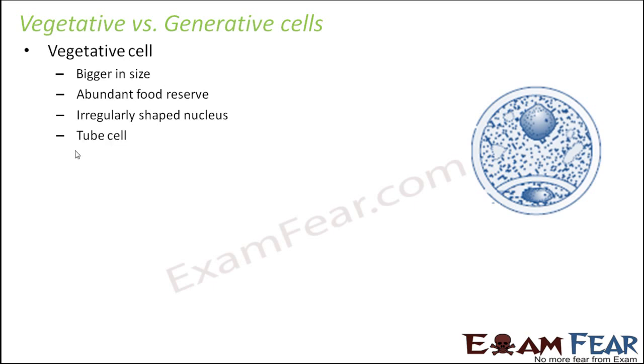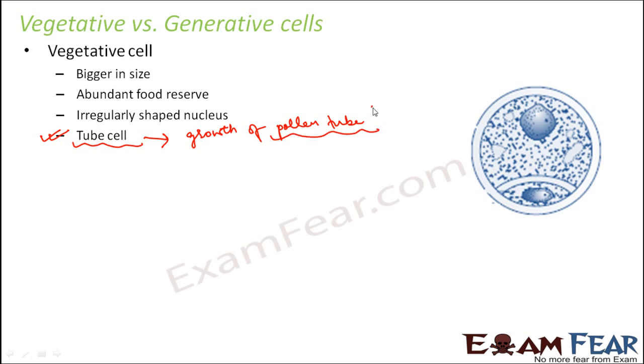It is also known as tube cell. This is important. Now the vegetative cell or the bigger cell is called tube cell. Why is it known as tube cell? Because this cell is responsible for the growth of the pollen tube. Now you might ask, what is this pollen tube? For now, just understand that the pollen tube is that tube which helps in gamete transfer. So this tube will help to carry the male gametes and help them to reach the female gamete. So it is very important, right? Without this tube, fertilization will not be able to take place. So this tube cell will help in the growth of the pollen tube.